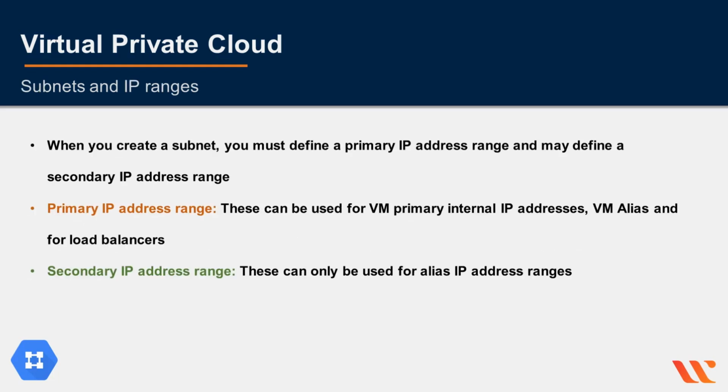When you create a subnet, you must define a primary IP address range and may define a secondary IP address range. The primary address range is used for VM primary internal IP addresses, VM aliases, and for load balancers. The secondary IP range can only be used for alias IP addresses.